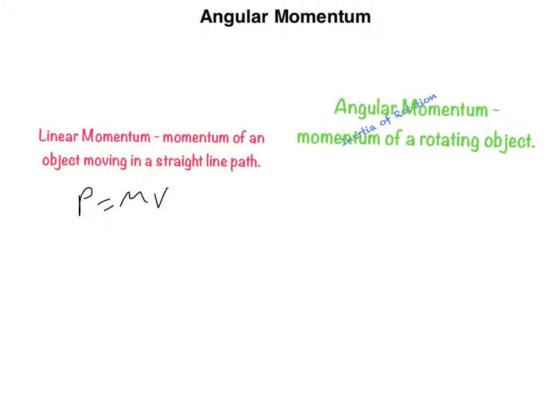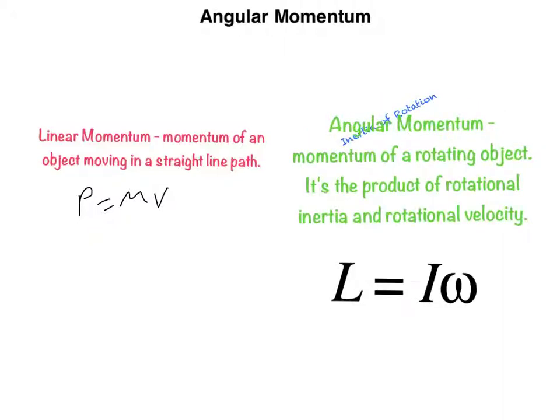Everything from a planet orbiting the sun to a rock whirling around at the end of a string, and even the tiny electrons whirling around atomic nuclei, all have angular momentum. Angular momentum is defined as the product of rotational inertia and rotational velocity. We symbolize angular momentum with an L. This I is rotational inertia, and the omega is rotational speed.